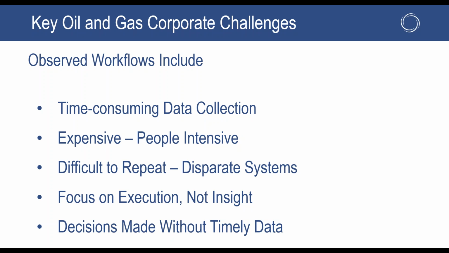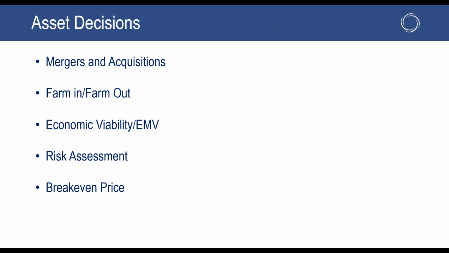But then if we take that further down to the asset level, which is what we're going to focus on today, as you can see here, there are a number of things that companies are looking at in order to make asset decisions. As we all know, we work in a high risk and high reward industry, and there are numerous variables and factors that we need to consider at the asset level when deciding what course of action to take, and also when evaluating those options in front of you.